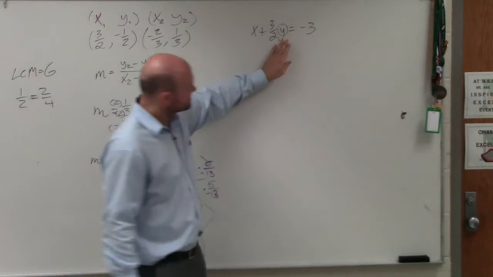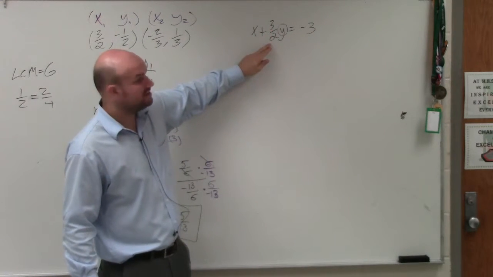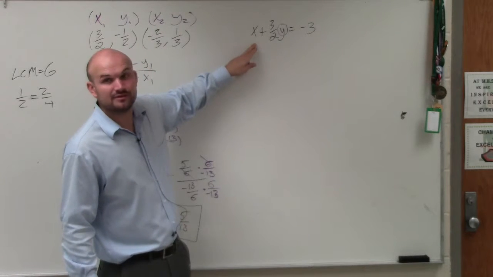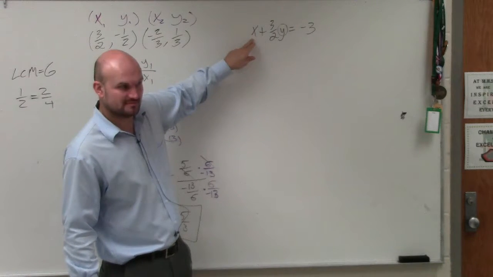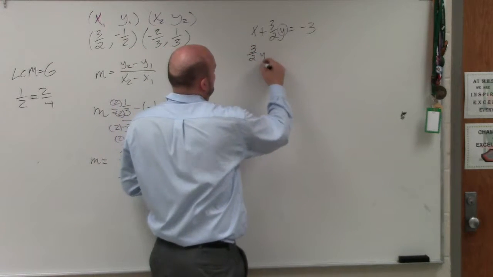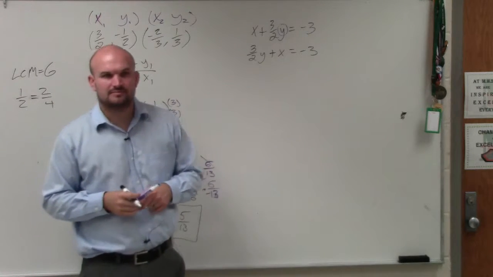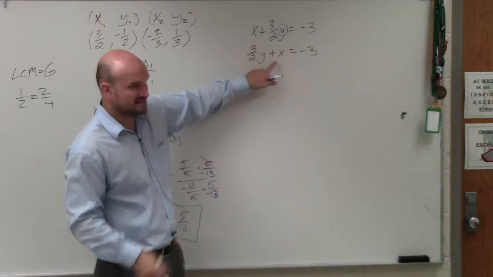So if you look at this, there's two things that are happening. I have this y being multiplied by 3/2, as well as this x being added to the y, right? Because that's a positive x. So in reality, it's adding. You could also rewrite it like this. Right? That's the exact same equation, just written a different way. Correct?